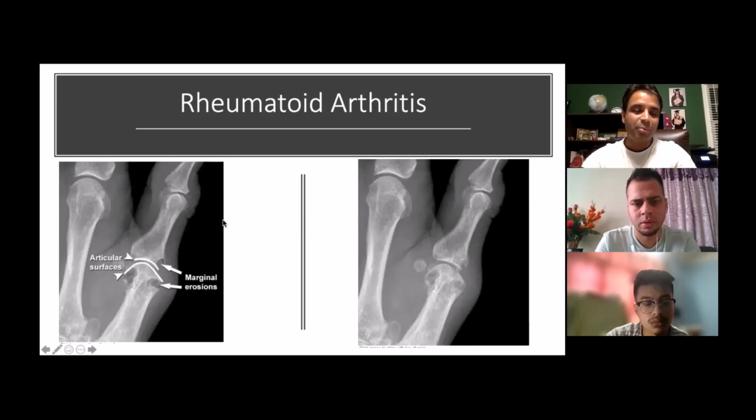Now, this is a good example of a joint erosion. If you look at the X-ray on your left, you can see a chunk of the bone is missing. That's what we call marginal erosion. That's a typical sign of rheumatoid arthritis.